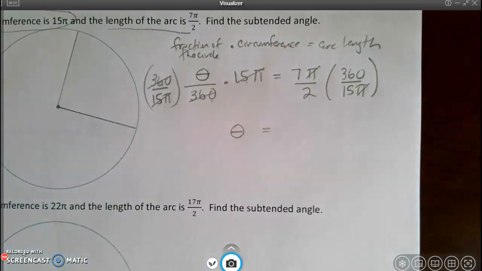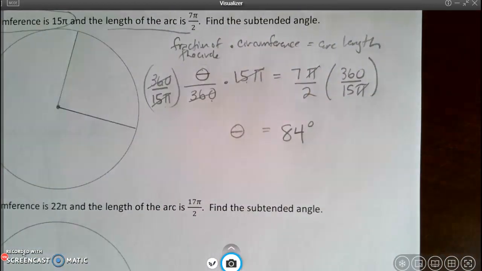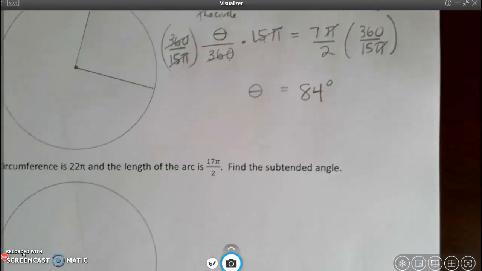And then I'm just going to go ahead and put into my calculator 7 times 360. And then I'm going to divide it by, in parentheses, 2 times 15. And I get 84 degrees. So theta is 84 degrees. All right, let's go on to the next problem.